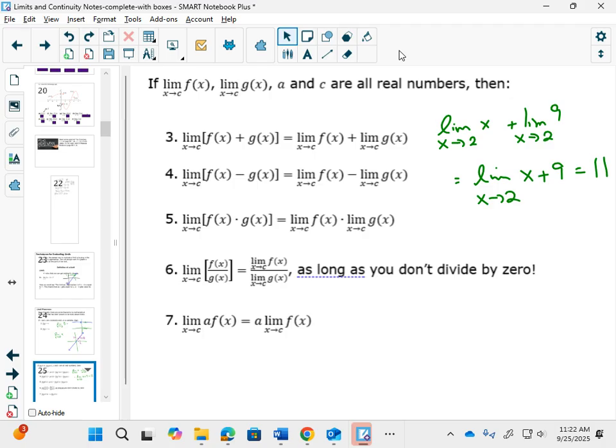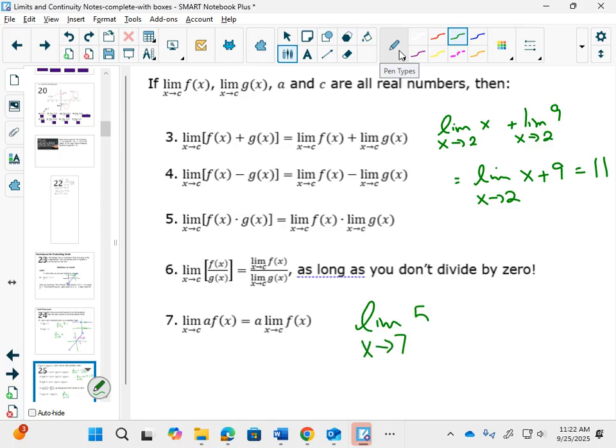So something we can do with this last one, using what we know already. Limit as x goes to 7 of 5x. According to our limit rules, I could bring that 5 out in front, and say the limit as x goes to 7 of x. Well, you know from theorem number 1, this is 7, right? So the limit as x goes to 7 of 5x will be 35.